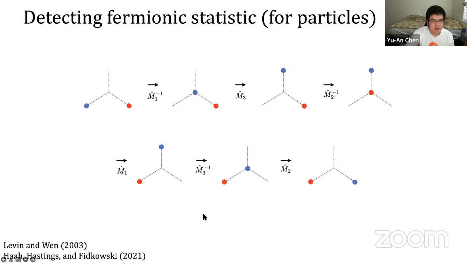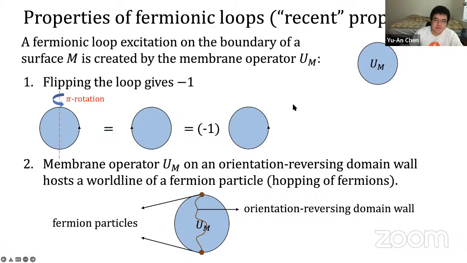Okay, here comes the new thing. We want to define the fermionic loop. This is our proposal, together with Poisson. Consider a fermionic loop excitation. It's created by some membrane operator. For example, on a disk, we apply some operator on this membrane, and this will give some loop excitation on the boundary.